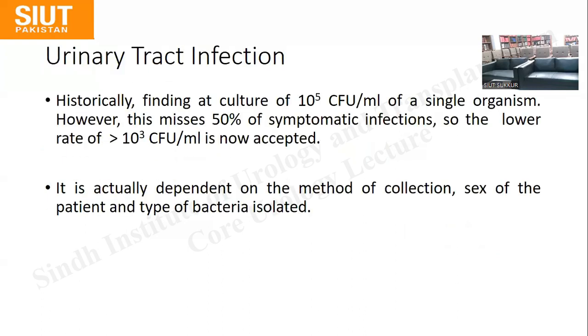Now, first of all, urinary tract infection. Historically, finding at culture of 10 to the power 5 colony forming units per ml of a single organism was considered as having urinary tract infection. However, this misses 50% of the symptomatic infection, so a count of more than 1,000 colony forming units per ml is now accepted. It is actually dependent on the method of collection, sex of the patient, and the type of bacteria isolated.